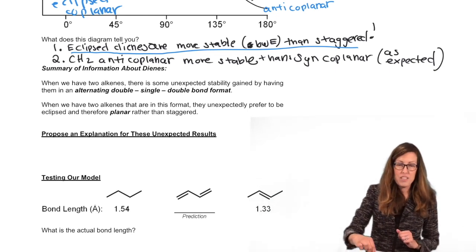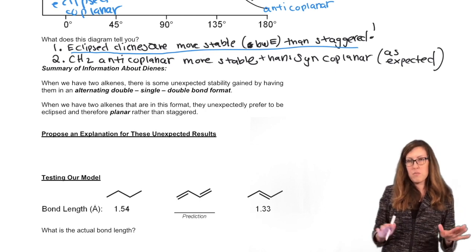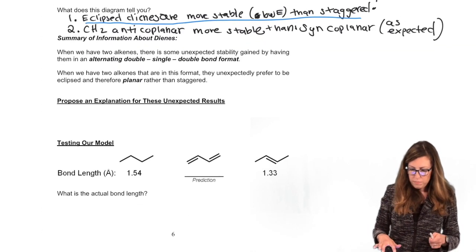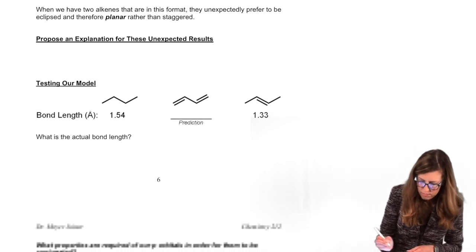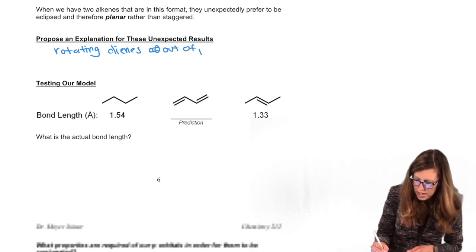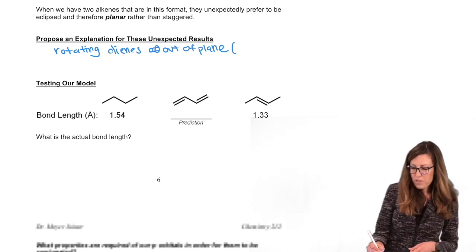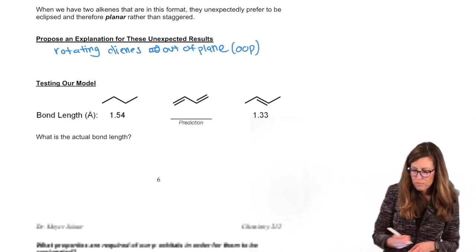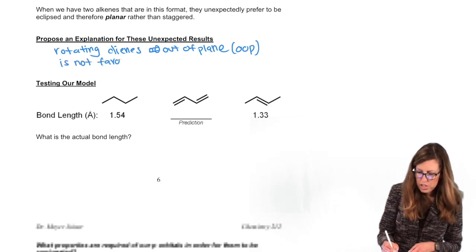Okay, so keep that in mind. We're going to keep them planar. So the groups are in the same plane. The two alkenes stay in the same plane, even if it means they're more sterically hindered. All right, so I'm going to write that down here. Rotating dienes out of plane. And we say that so much because so many things need to be in plane or out of plane. There's a common abbreviation, OOP, out of plane, is not favored because it disrupts conjugation.